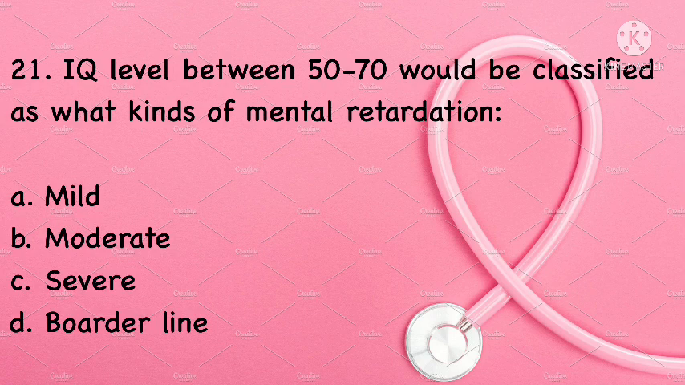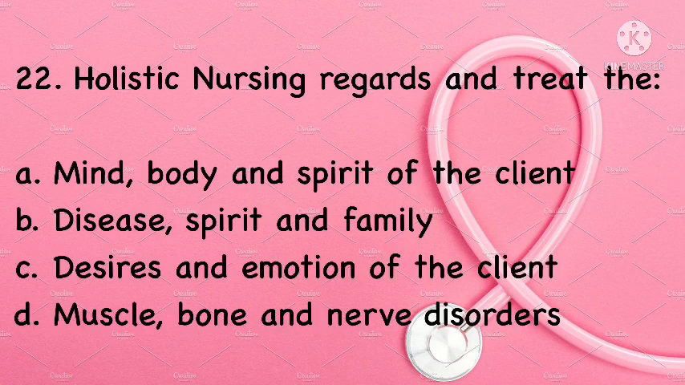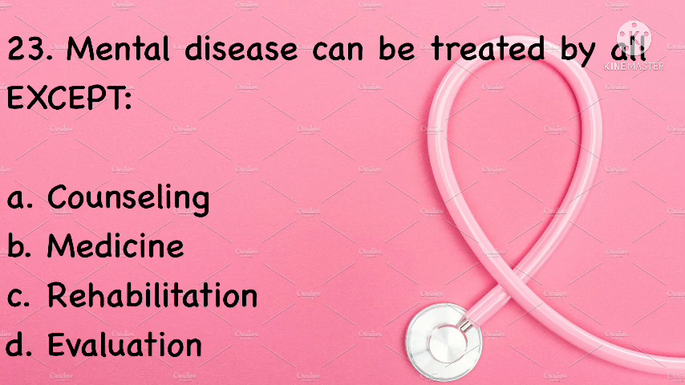IQ level between 50 to 70 would be classified as what kind of mental retardation? Mild, moderate, severe, borderline. Correct answer is A. Mild. Holistic nursing regards and treats the mind, body and spirit of the client; disease, spirit and family; desires and emotion of the client; muscle, bone and nerve disorder. Correct answer is A. Mind, body and spirit of the client. Mental disease can be treated by all except counseling, medicine, rehabilitation, evaluation.